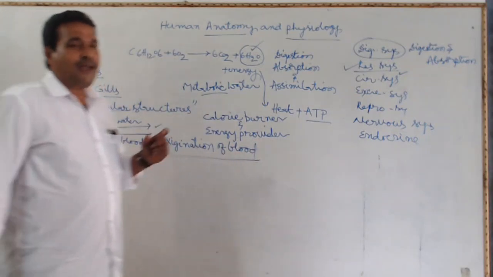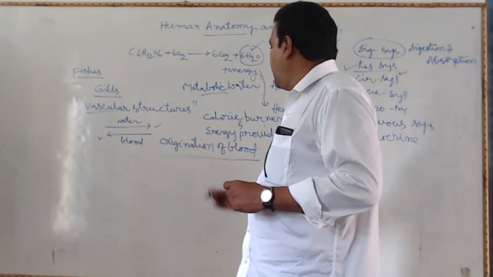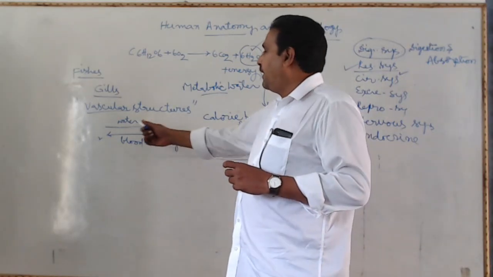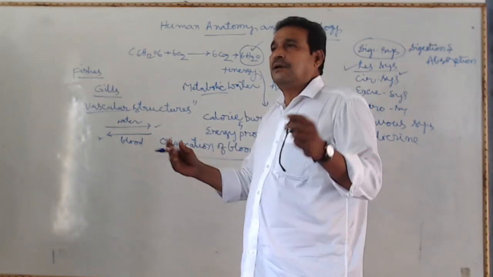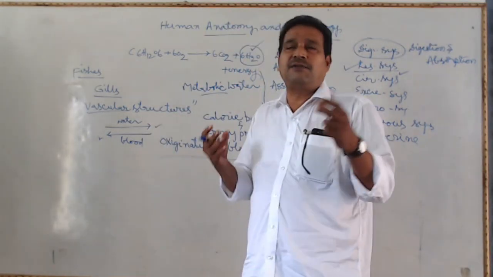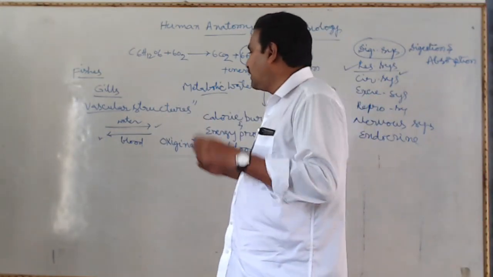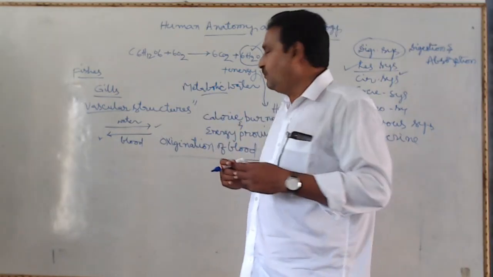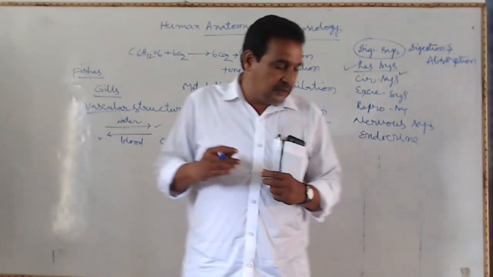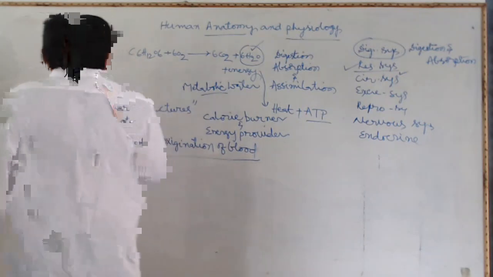This counter current mechanism in fishes facilitates maximum oxygenation of blood. The direction of the flow of water and the direction of the flow of blood in the gills are quite opposite to each other. That mechanism is called counter current mechanism. It facilitates the maximum oxygenation of blood. And what about birds?